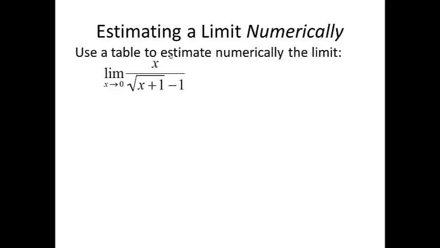Okay, in this problem, we're going to try to estimate the limit. All right. So numerically, we could try to plug in the 0. If we plug in the 0, we get 0 over 0 plus 1 square root, which is 1 minus 1 is 0. So this is the indeterminate form that I kind of mentioned in the last problem. Indeterminate form means undetermined. I don't know yet. That's what this means. Yeah, there is a value, but I just don't know yet.